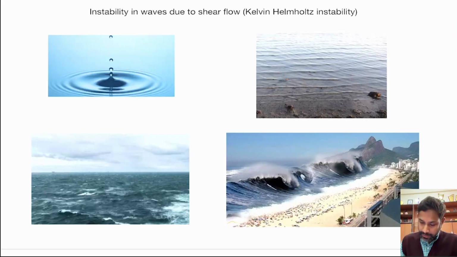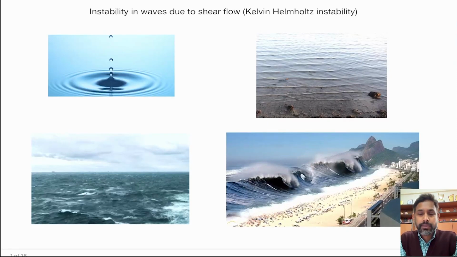Okay, and in today's lecture we are trying to see what happens if there is instability in a wave. Here, the first two images that you see are from the last lecture, where, let's assume that we dropped a stone. If you dropped a stone, it created a wave, right? And this wave is assumed to be stable.